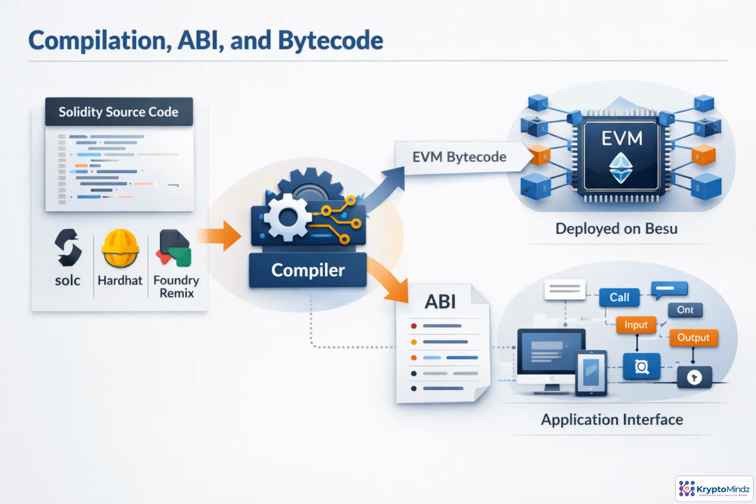Before deployment, Solidity source code must be compiled. A compiler such as Solc, Hardhat, Foundry, or Remix produces two key artifacts: bytecode is the machine-readable instruction set deployed to Besu and executed by the EVM. The ABI is the contract's public interface, telling applications which functions, inputs, outputs, and events are available. For reliable deployments, keep compiler and dependency versions pinned, so builds are reproducible.